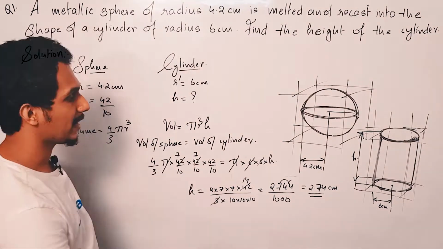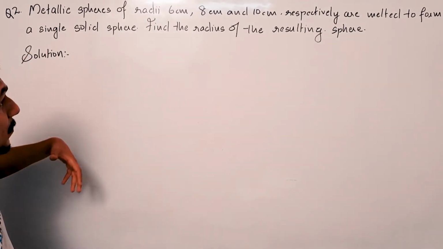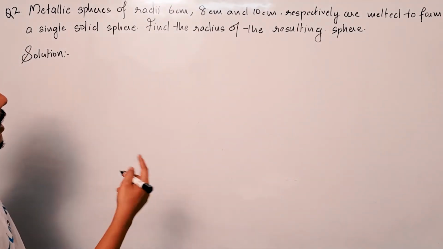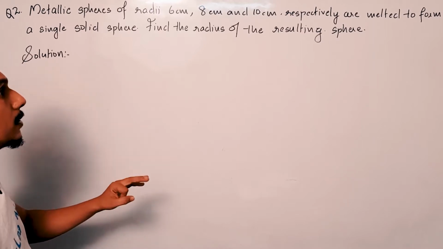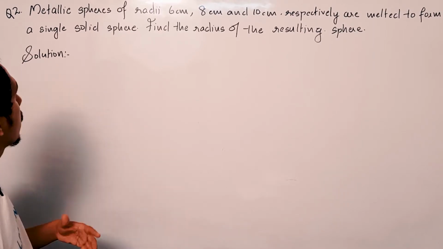Okay, so let's go to the next one. Here is question number 2. What is it telling you? Metallic spheres of radius 6, 8 and 10 centimeters. So there are 3 spheres. They are melted to form a single solid sphere. Find the radius of the resulting sphere.